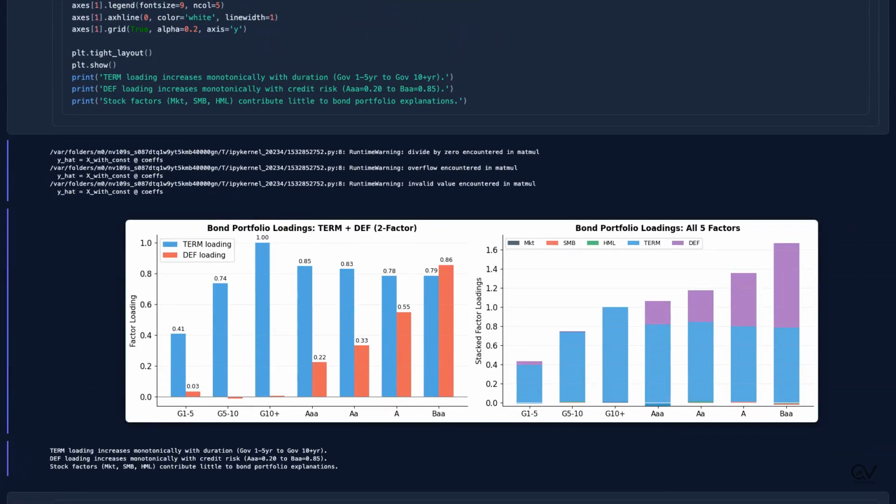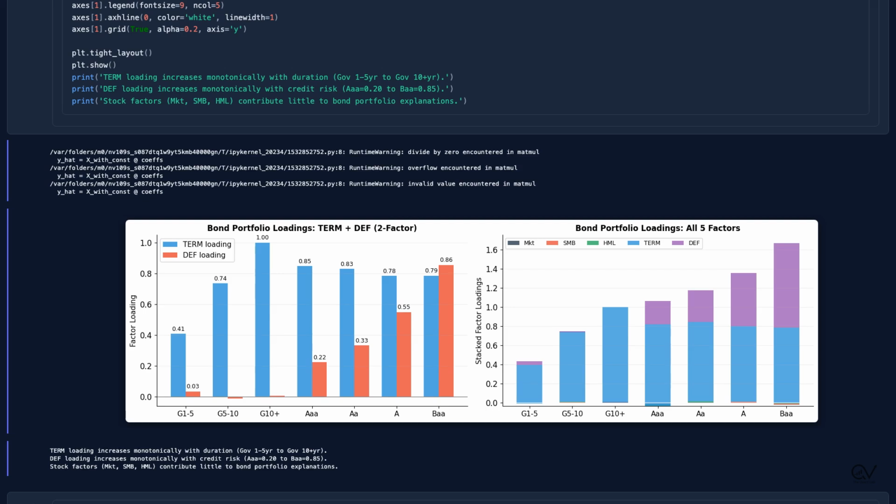We generate TERM and DEF factors, the term premium calibrated to about 1.5% a year, and the default premium to about 0.3%, each with a small market component layered on top. Then we build 7 bond portfolios running from short government paper out to BAA-rated corporates.